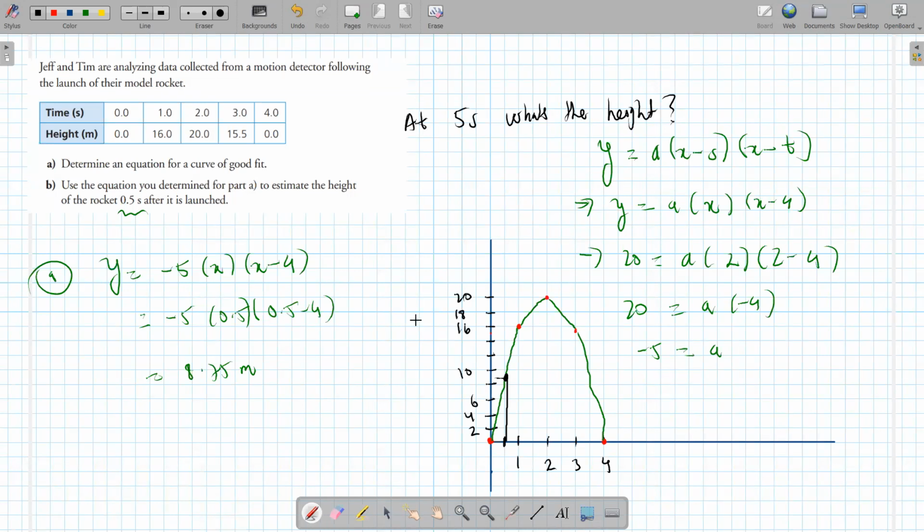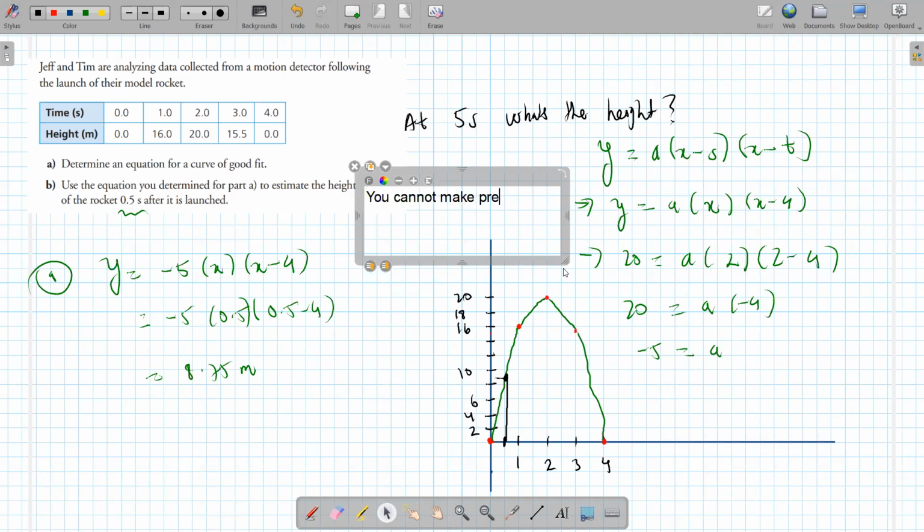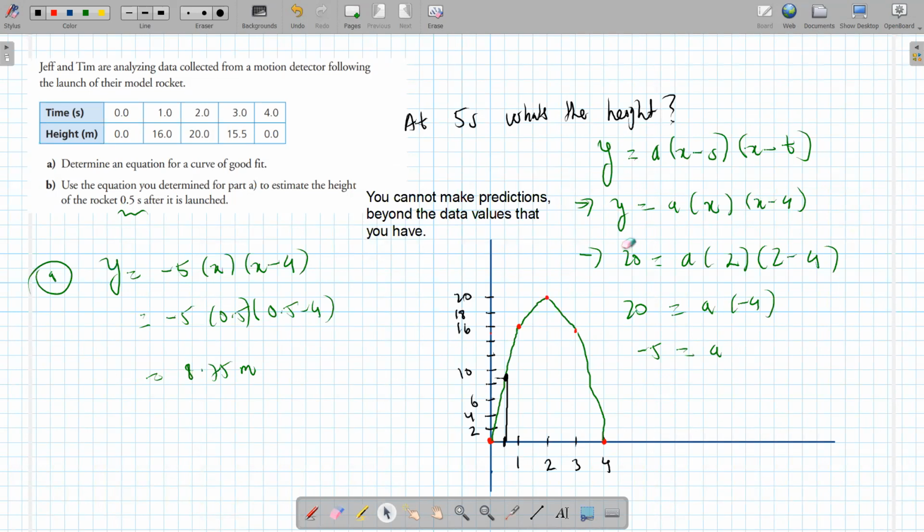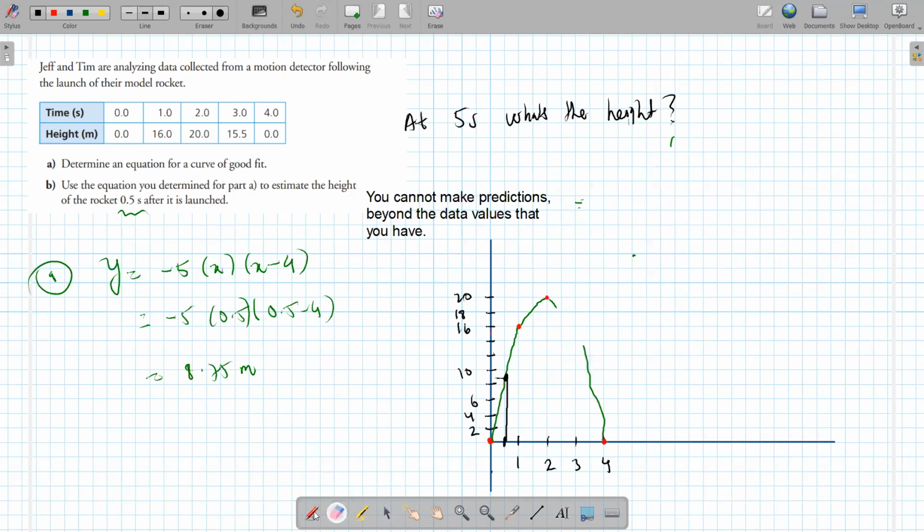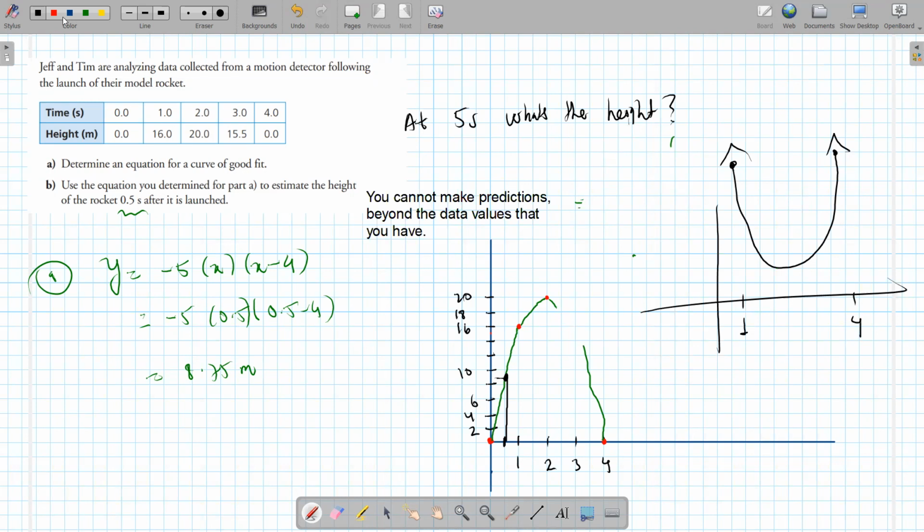And this is something you have to be very concerned with, very careful about. You cannot make predictions beyond the data values that you have. So even if, let's say, this curve looked something like this, and there's no restriction on the height. This data value is at 1 second. This data value is at 4 seconds. You can only make predictions for between 1 and 4 seconds, like here.